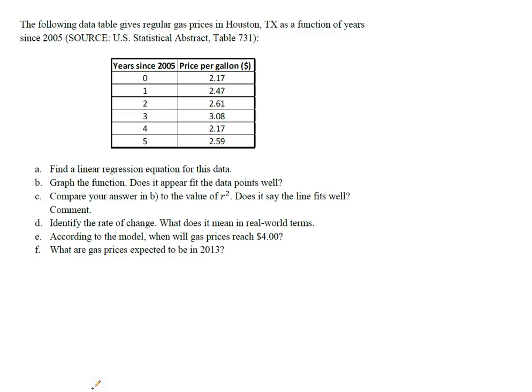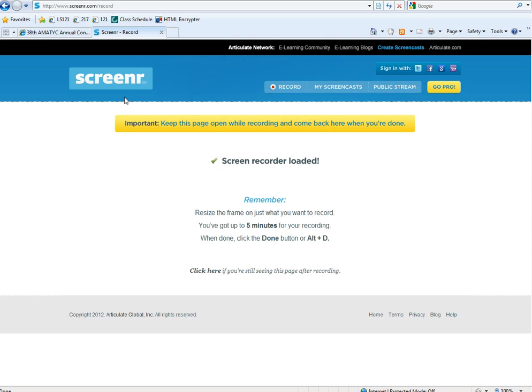We're looking at gas prices in Houston, Texas as a function of years since 2005. We want to find a linear regression equation for this data. So years since 2005 is our input, price per gallon is our output.